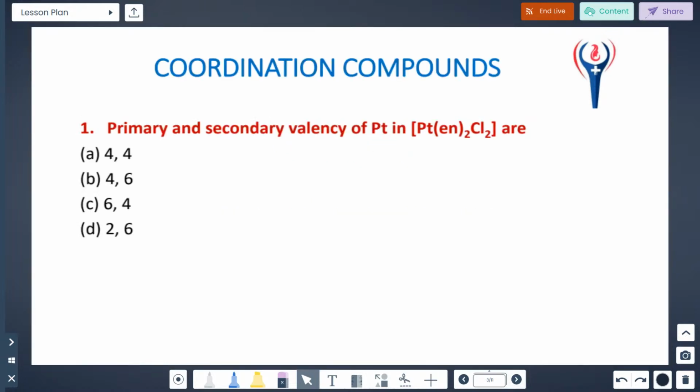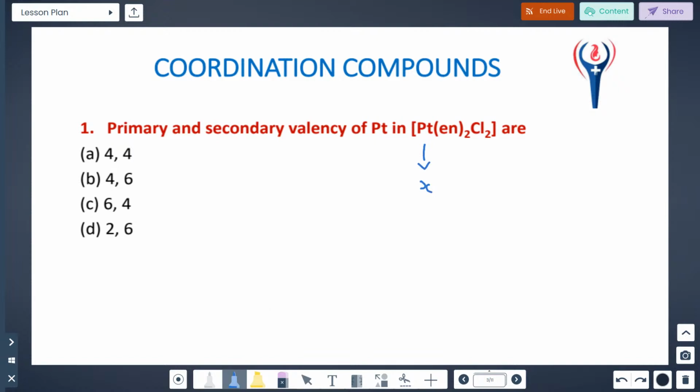Simple one. Primary and secondary valency of platinum in platinum En2 Cl2. Okay, this is a complex. So we have to find out primary valency as well as secondary valency. Primary valency means nothing but oxidation state. It's a neutral complex, so simply the oxidation state of the central metal ion is called primary valency.